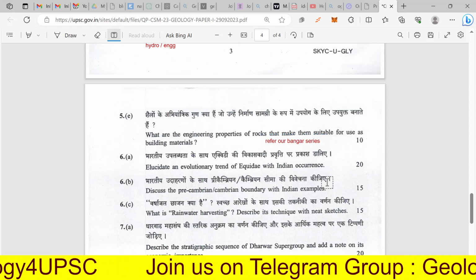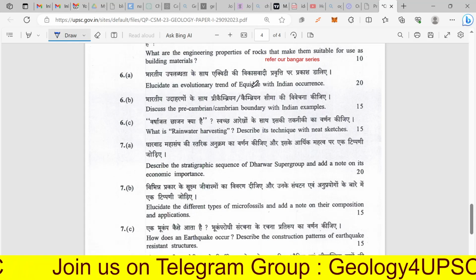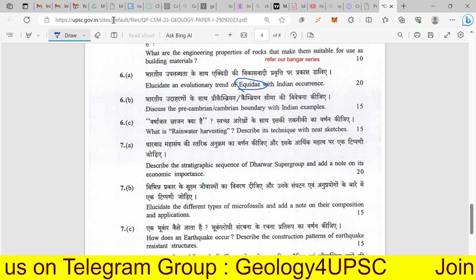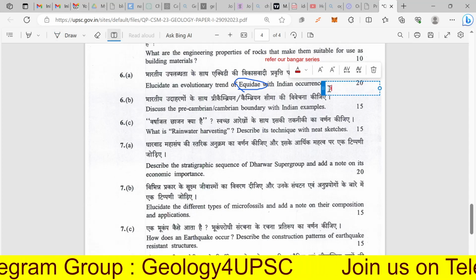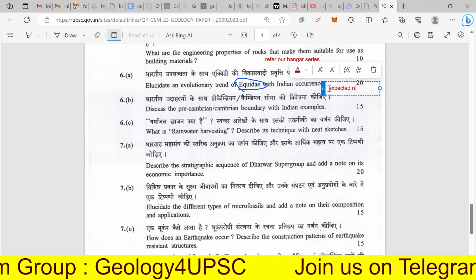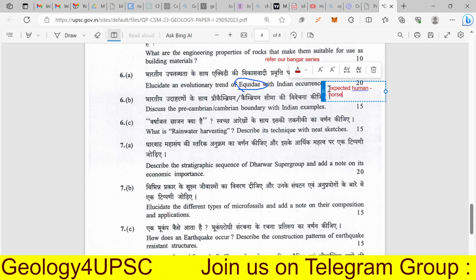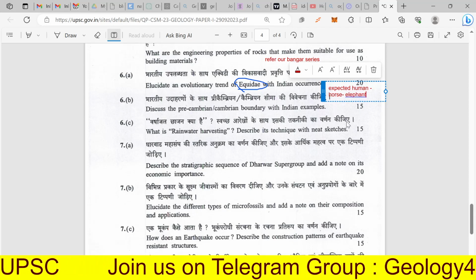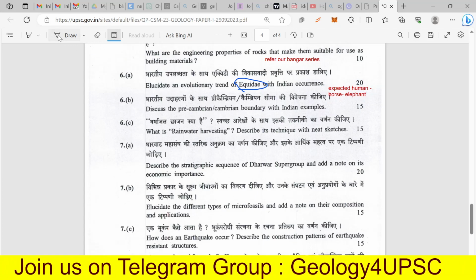Very straightforward question. Coming to the question of paleontology, 6A, this is the evolutionary trend of Equidae, that is the horses. So you can also predict this. Like last year, they have asked about hominoids. So along similar lines, you can make a list of the questions which can be asked every year. And after that, the boundary issues of various periods, like here they have asked about the Precambrian boundary.